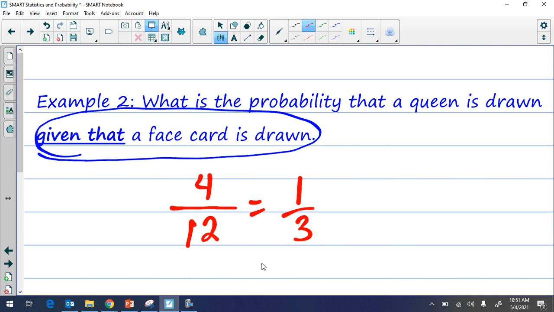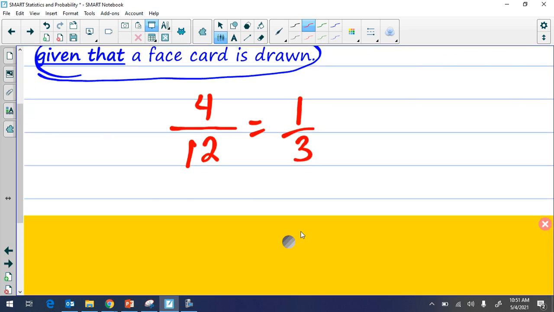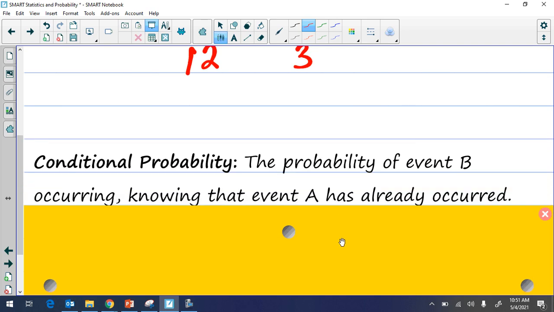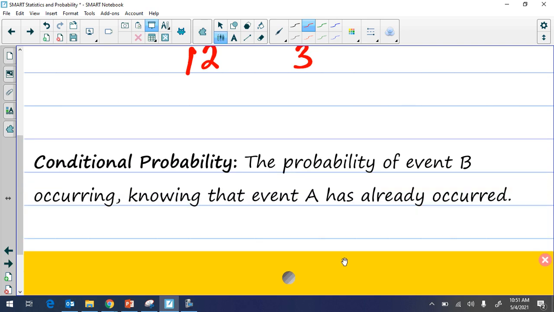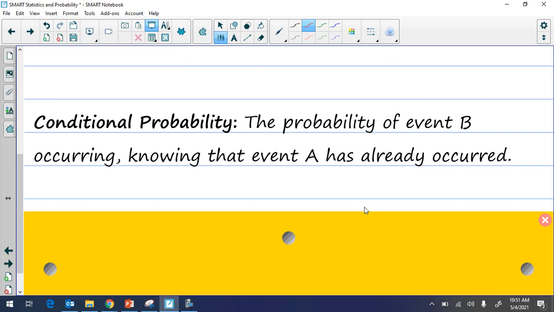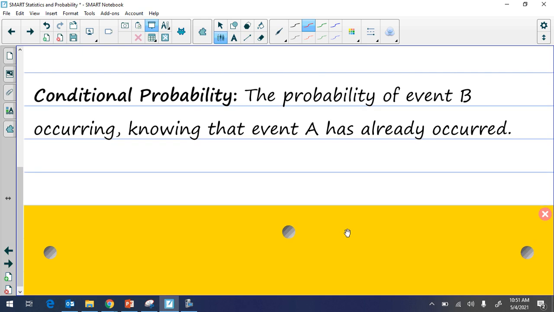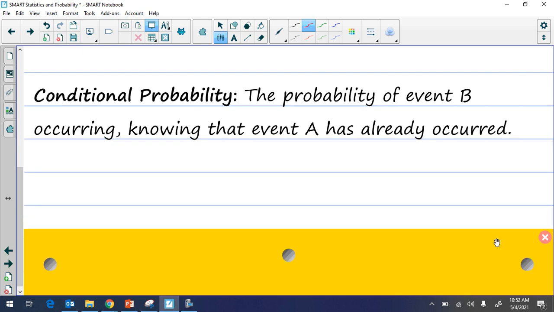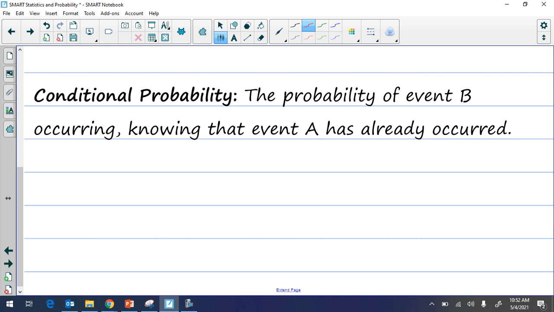So 1/3 is that probability. And that should make sense because 1/3 of the face cards are queens. Jack, queen, king, 1/3. Now what we just did there is called conditional probability. It's the probability of event B occurring, knowing that event A has already occurred. So I'm going to give you some notation here. Probability of B given A. That's the way we say that.